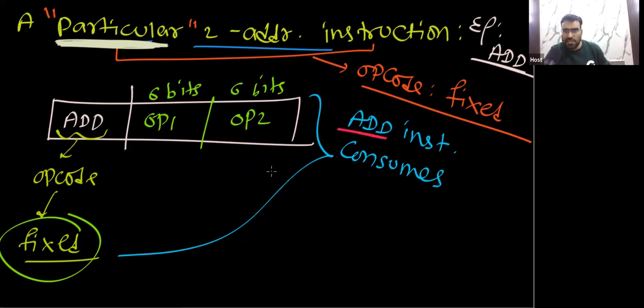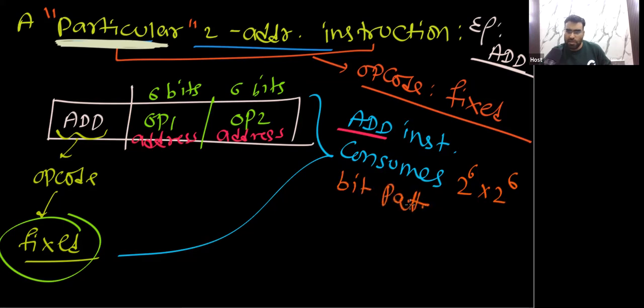So remember this addition instruction. Please understand, the instruction is only one, but here you can put any address. Any 6-bit address you can put here. This is the operand 1 address, and this is the operand 2 address. So here you can put any address, and here you can put any address. So the addition instruction will consume 2 power 6 multiplied by 2 power 6 bit patterns.